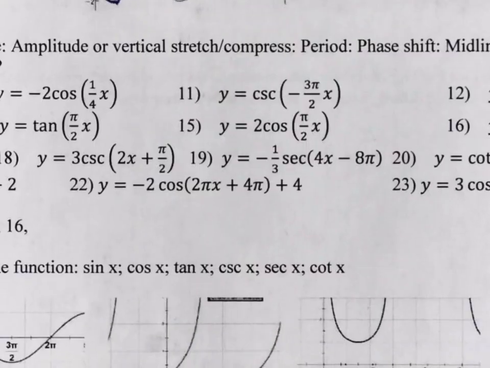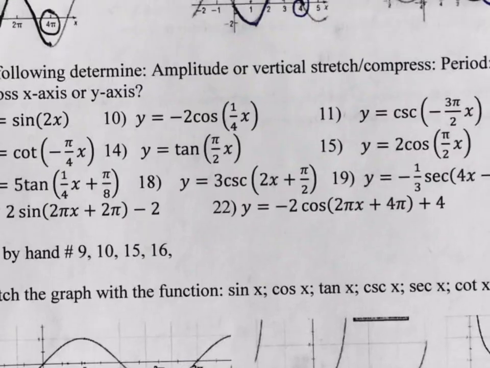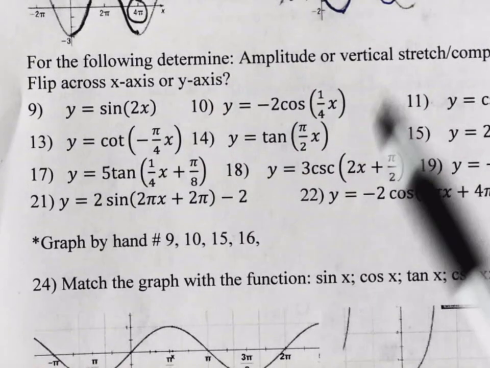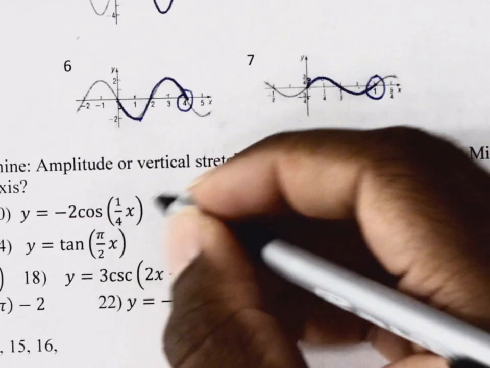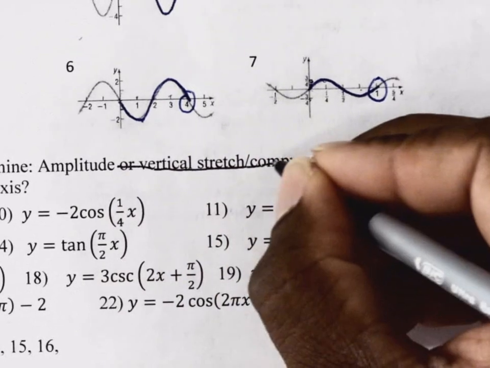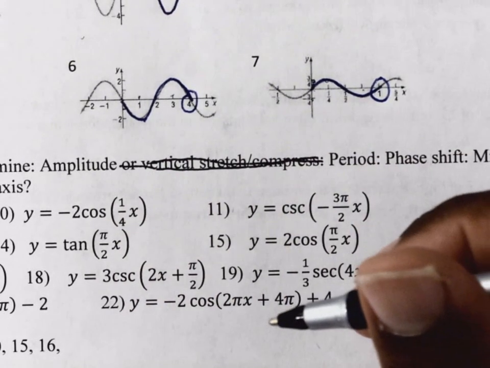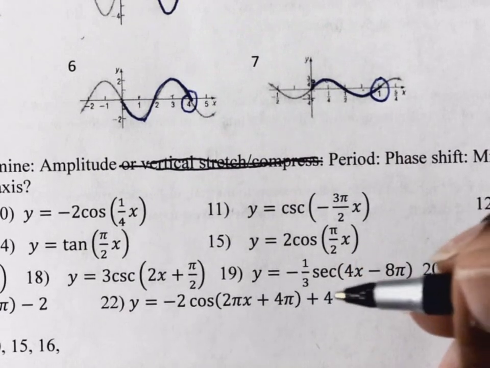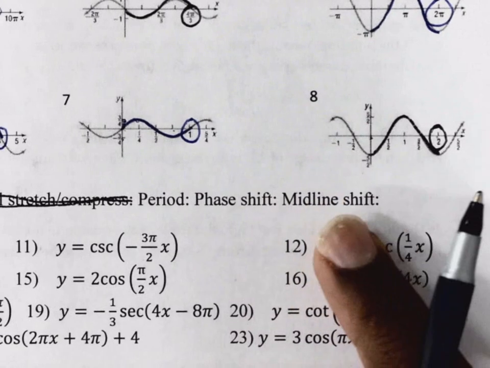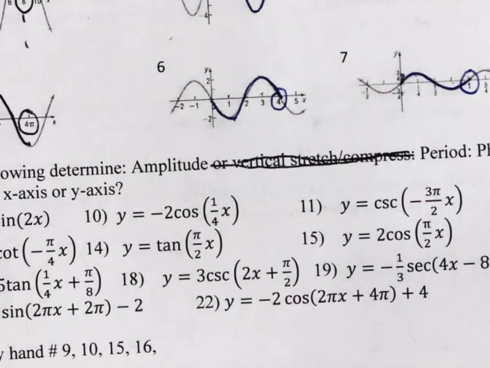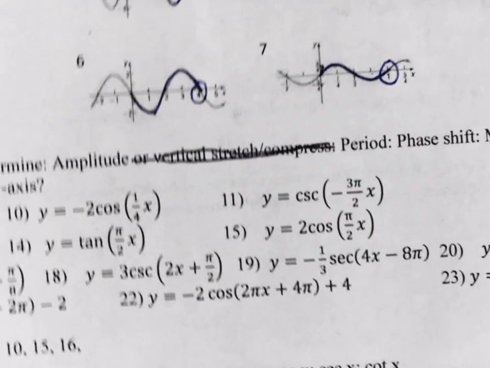All right, so let's go on to the second grouping. We just want to talk about the transformations of these next group of problems. So the amplitude, and you don't really have to say if it's a vertical stretch or compression. We just need to know the amplitude, and as long as we know that, we can understand what the max and the minimum value of the graph is. So we just want to say what the amplitude is. We'll find the phase shift, the midline shift, and determine if it's flipped across any of the axes. And we also need to find the period as well. So let's get started with number 9.